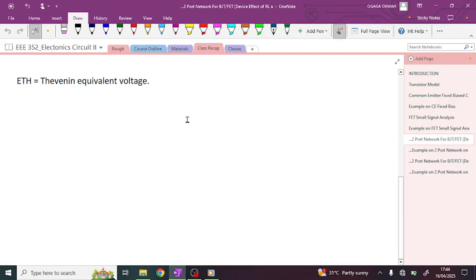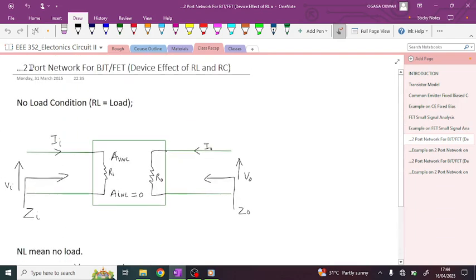In this video, we are going to talk about the two-port network for BJT, and the effect of RL on RC. Now, this is a simple two-port network. Note that there is no load. There is no load. So current in, impedance in, and voltage are on one port of the network.